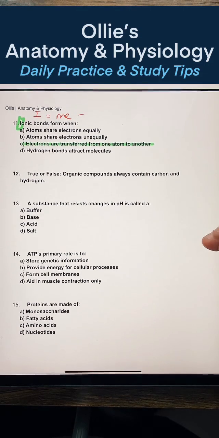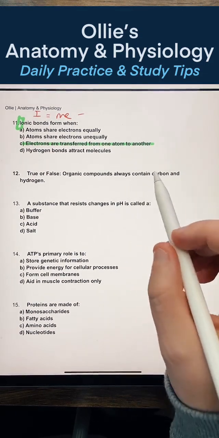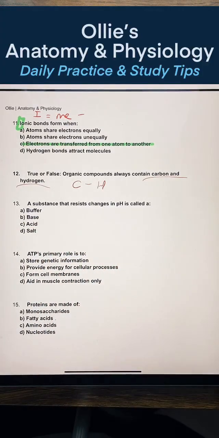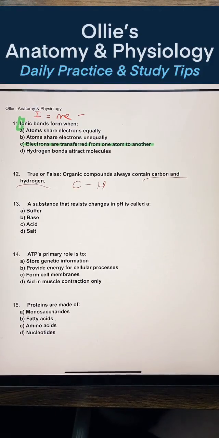Now we have a true or false question for number 12. Organic compounds always contain carbon and hydrogen. A, B, C. I'm sorry, what did I say? I'm so used to saying A, B, C, or D. Number 12, true or false? What do you guys think that would be?